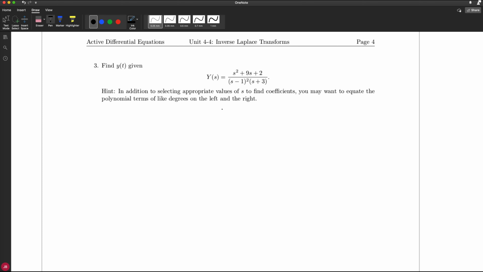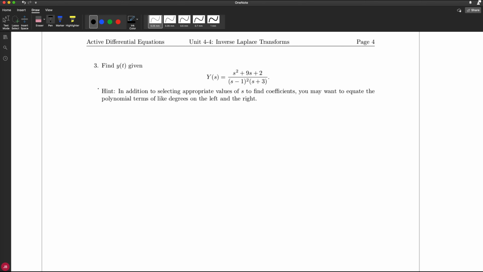In this video we're going to pick up where we left off on page 4 and find the inverse Laplace transform of this capital Y of s here. You'll see that this looks much more like something you found in Calc 2 that you had to find the partial fraction decomposition of. So this part should feel somewhat familiar.